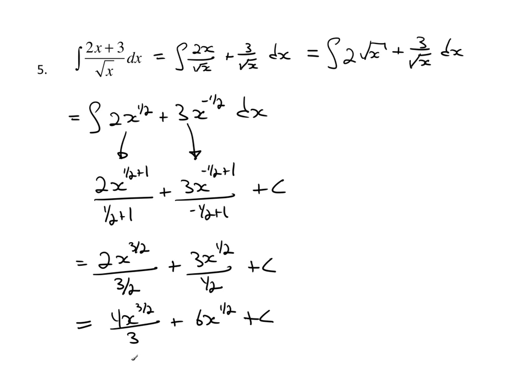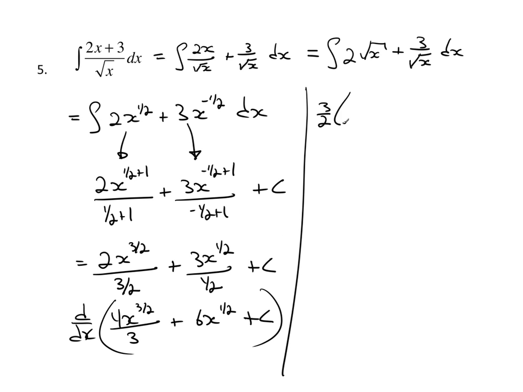Now again, if I took the derivative of this, see, I think I have room right here. So if I take the derivative of this, d dx, I'll get 3/2 times 4/3 x to the 3/2 minus 1 plus 1/2 times 6x to the 1/2 minus 1 plus 0. The 0 is for that c.